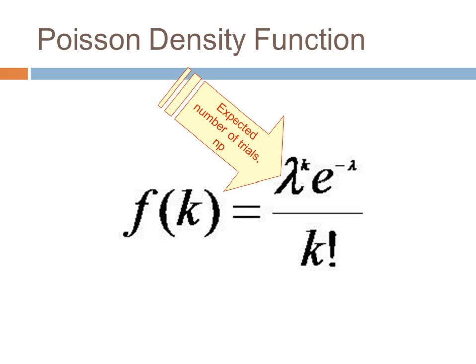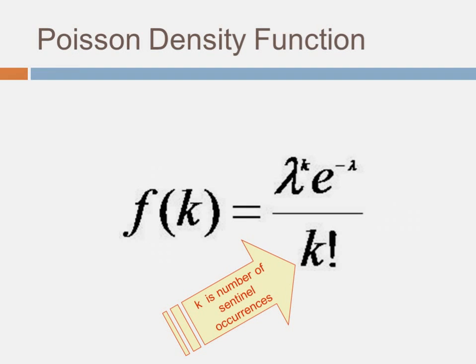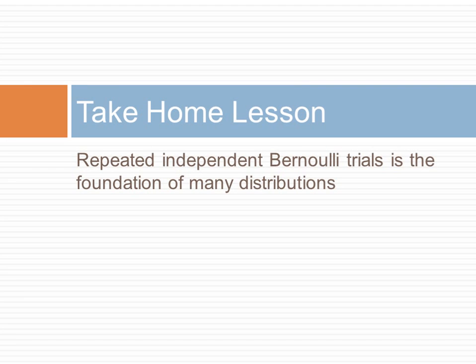In this formula, lambda is the expected number of trials and is equal to n times p, where n is the number of trials and p is the probability of the occurrence of the event in one trial. K is the number of occurrence of the sentinel event, and e is 2.71828, the base of natural logarithms. So the take-home lesson for this lecture is that repeated independent Bernoulli trial is the foundation of many discrete distributions.